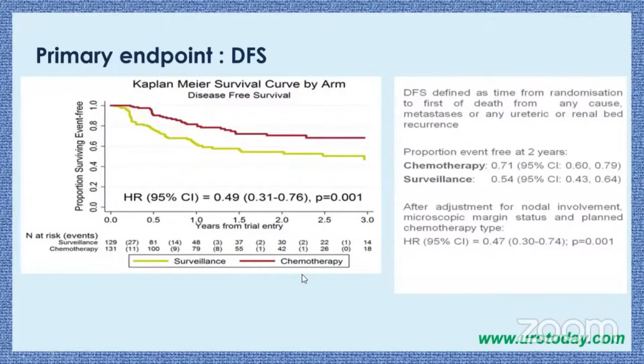And if we see the primary endpoint of the study, that is disease-free survival, then if we see the curve, a significant separation of the curve has been documented between the patients under surveillance and the patients treated with gemcitabine plus platin-based chemotherapy, with a quite significant hazard ratio, which supports adjuvant chemotherapy to increase DFS in the patient population who are at high risk for recurrence.